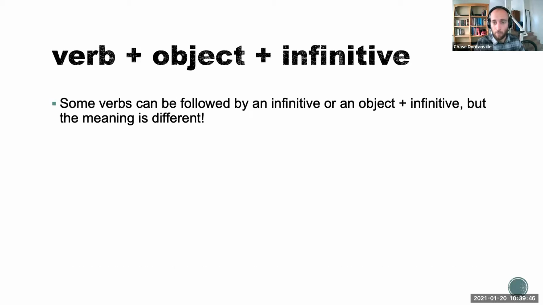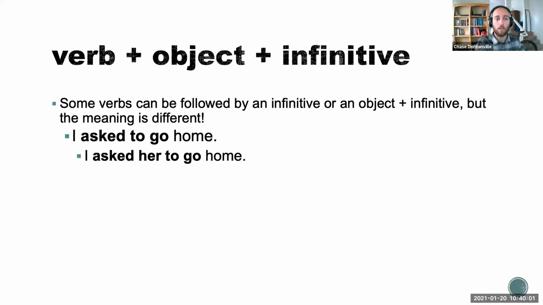Some verbs can be followed by an infinitive or an object plus infinitive, but the meaning is different. Okay, so look, we'll compare these examples. I asked to go home, compared to I asked her to go home. So in the first example, I'm going home. I asked to go home. In the second example, she is going home. I asked her to go home.